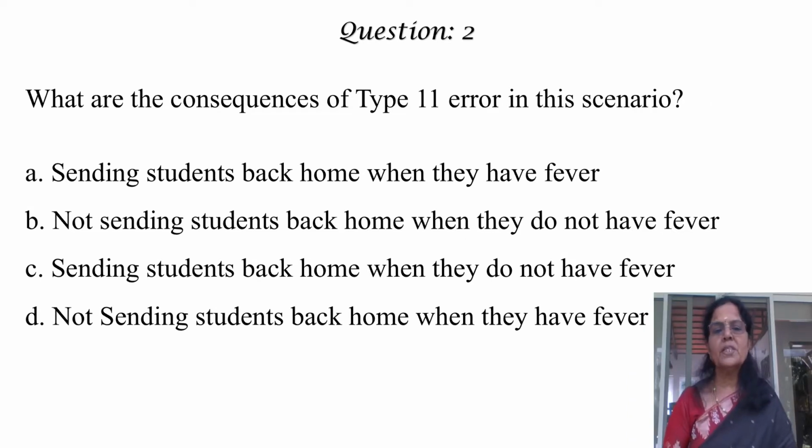And now the second question goes like this. What are the consequences of type 2 error in this scenario? Same scenario. Choice A, sending students back home when they have fever. B, not sending students back home when they do not have fever. C, sending students back home when they do not have fever. D, not sending students back home when they have fever. Now select the correct answer.